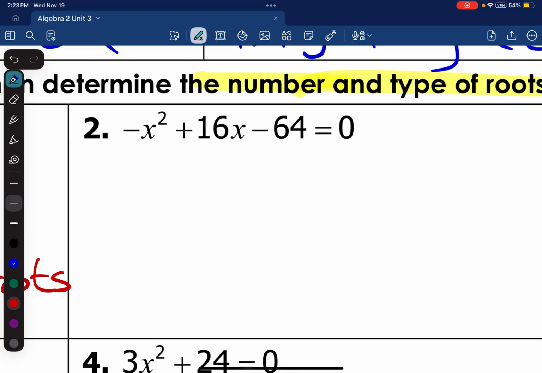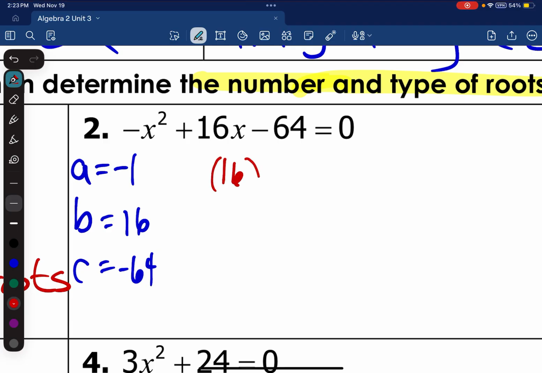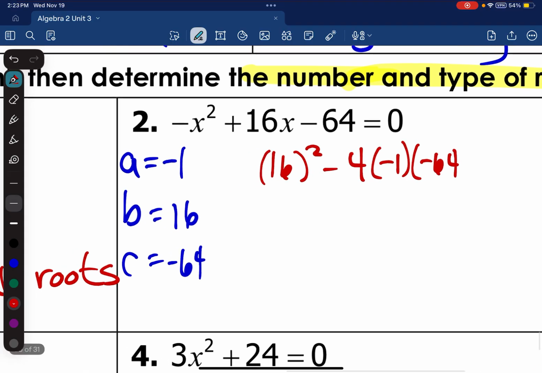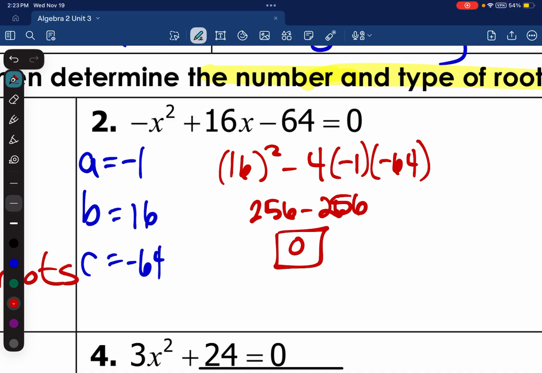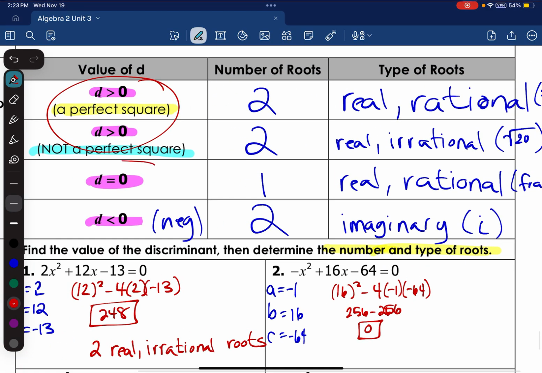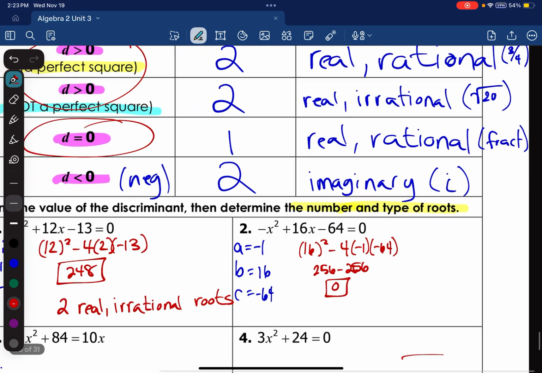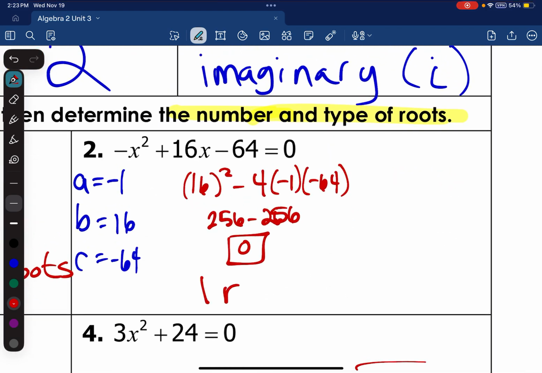Okay, so before we get started, first identify A, B, and C. A is negative 1, B is 16, C is negative 64. Now we're going to plug it in. B squared minus 4 times A times C. We calculate 16 squared is 256. Negative 4 times negative 1 times negative 64 is also 256, but a negative 256, so this is 0. When you have something that is 0, I'm going to have one real rational answer. One real rational root.